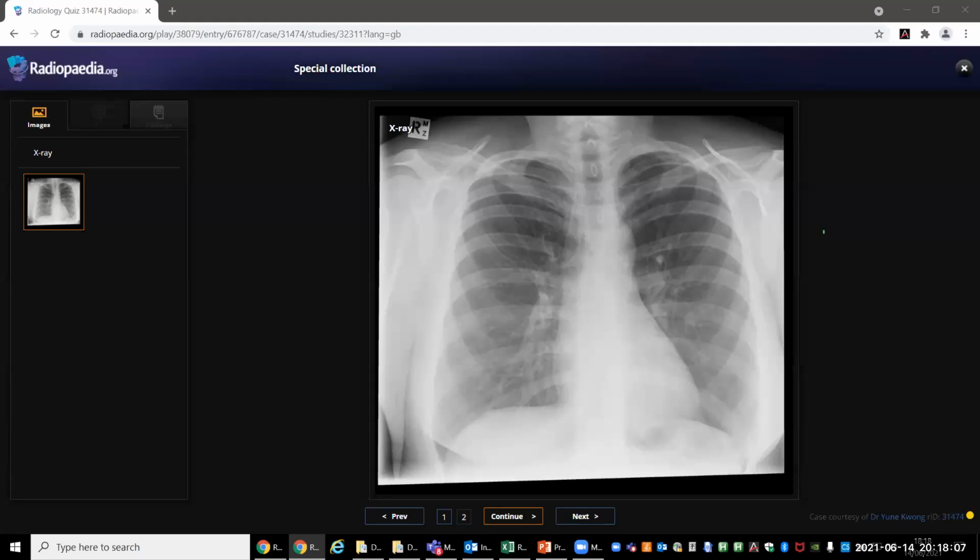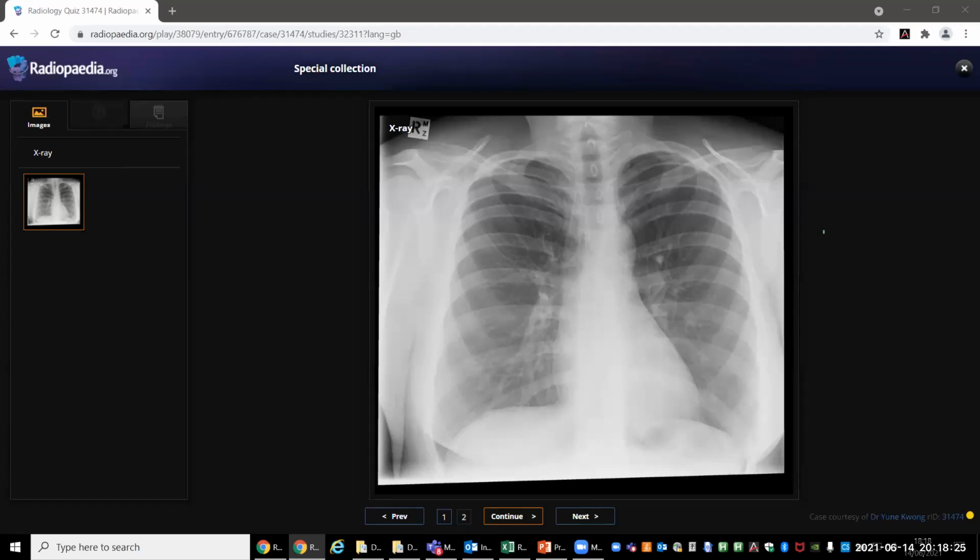Mamuna, we are losing your voice. Can you hear me now? Yes, just stay. Yeah, this is better. Okay. This is a frontal projection chest radiograph of a female patient.